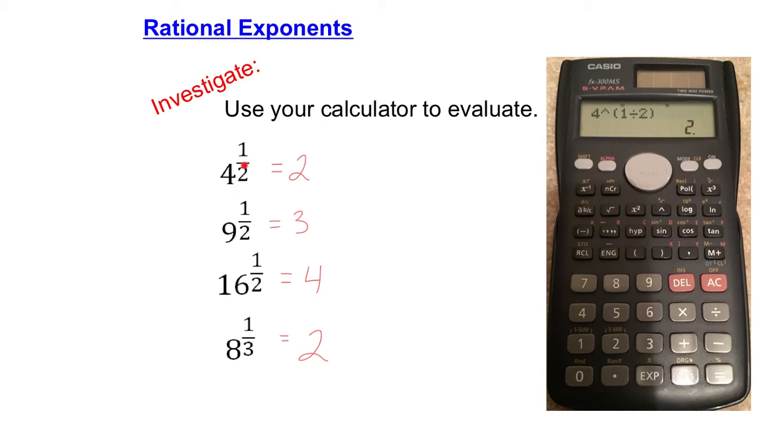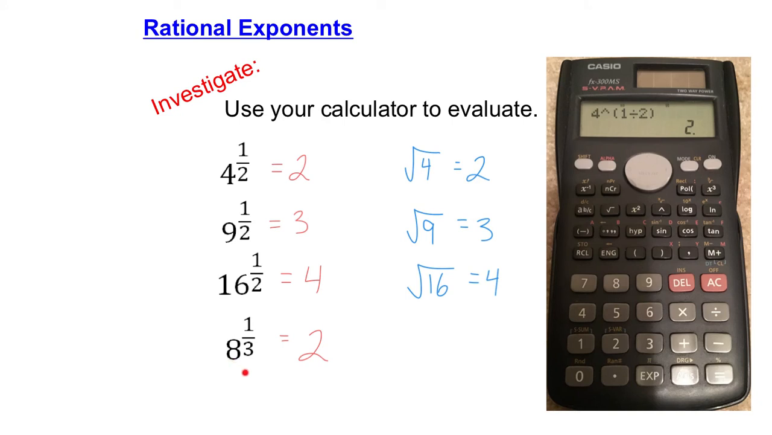4 to the exponent 1 over 2 is 2. 9 to the exponent 1 over 2 is 3. 16 to the exponent 1 over 2 is 4. So let's stop right there. The exponent is the same for all of these. And you might have noticed a pattern. Square root of 4 is 2. Square root of 9 is 3. The square root of 16 is 4. So I know that an exponent of a half is the same as square root.